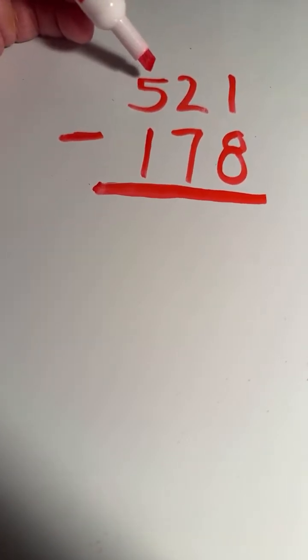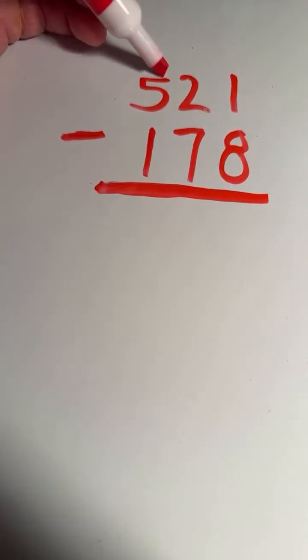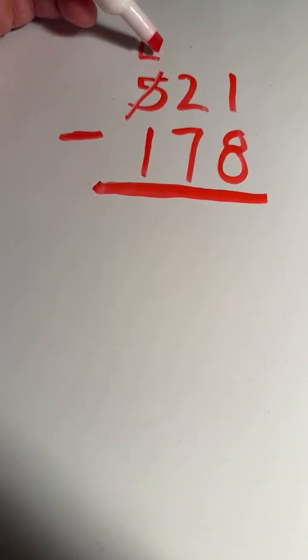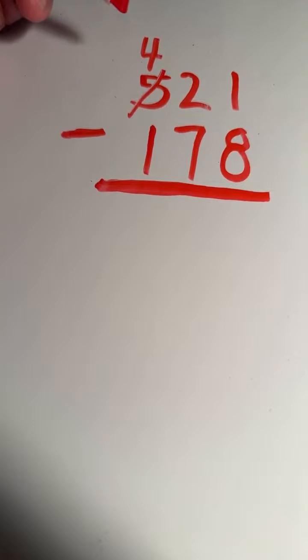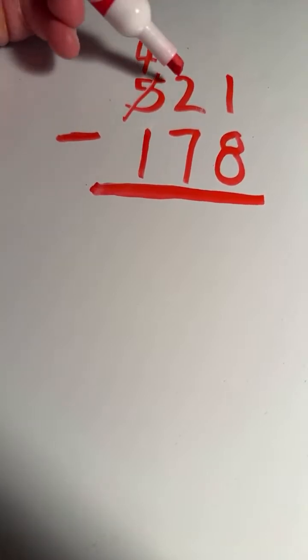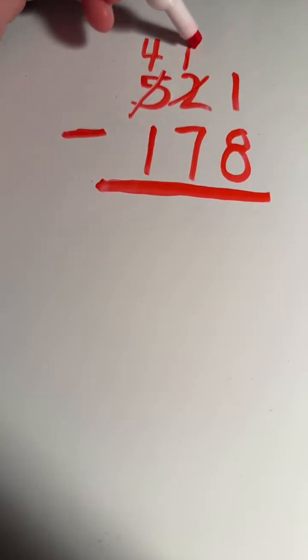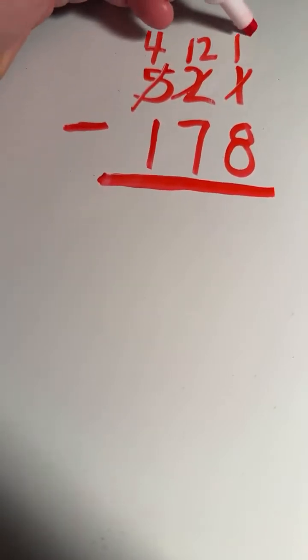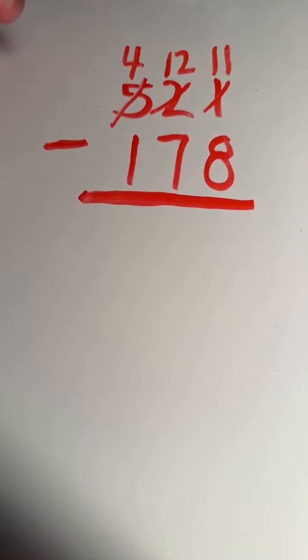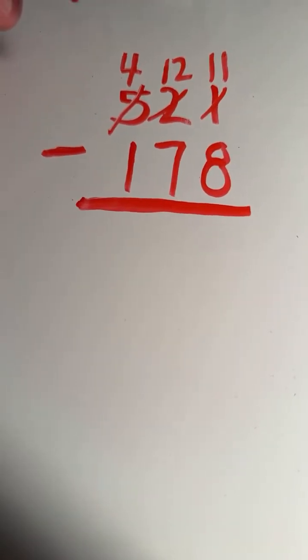So step 1, we take away a 1 from the hundreds place. That 5 becomes a 4. Then we're adding 10 to both the tens place and the ones place. The 2 becomes a 12. The 1 becomes an 11. One more step before we're done regrouping.